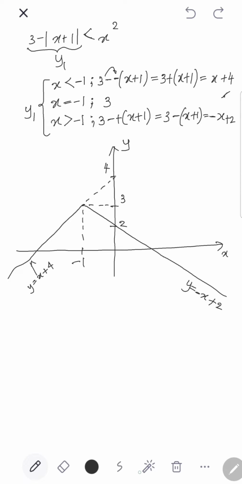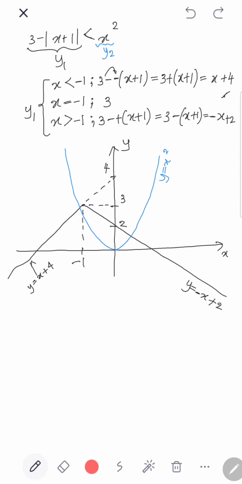Now the next graph, I am considering that as y2 in blue color. It is just x square. So it is a parabola, x square, symmetric around the y-axis like this.